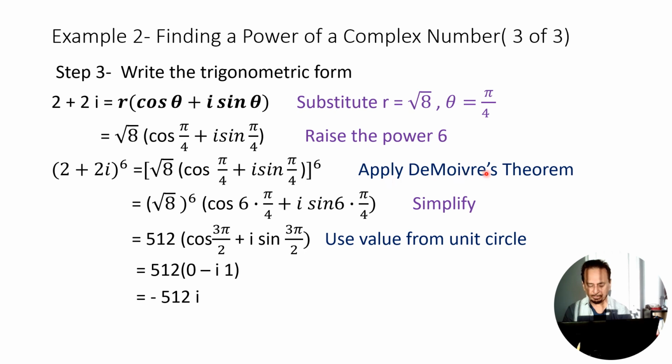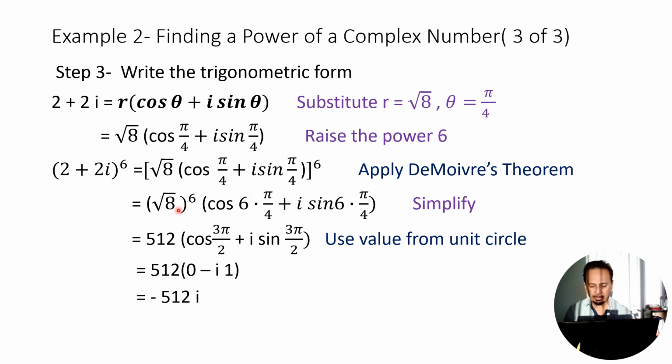Now we apply DeMoivre's theorem, and that says you raise the modulus √8 to the power 6, and you multiply the power with the angle π/4. So this becomes (√8)^6 times cos(6 times π/4) + i times sin(6 times π/4). You simplify this using a calculator, you get 512, and you can divide 6 by 2 and 4 by 2, so you have cos 3π/2 + i sin 3π/2.